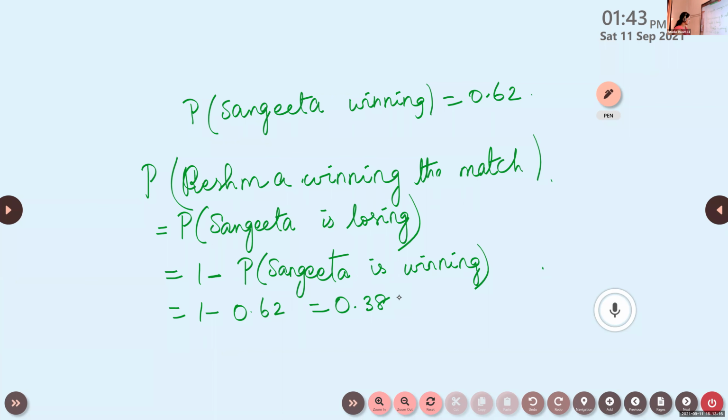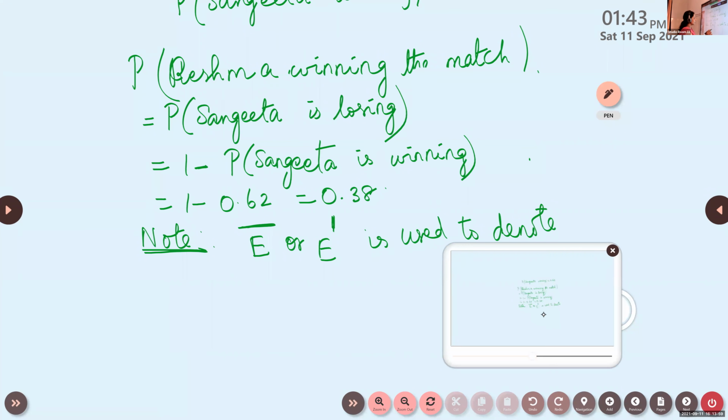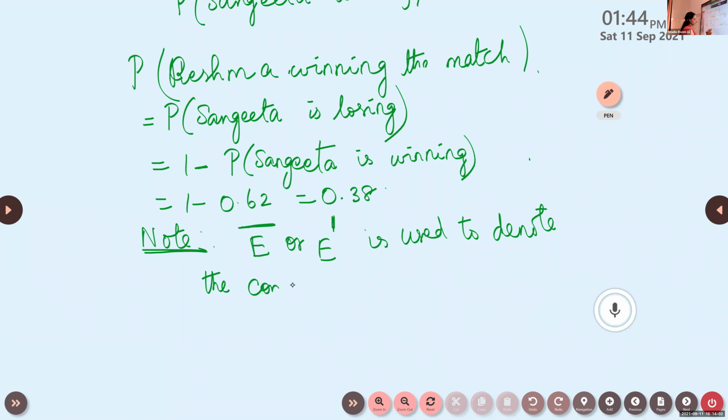So write this point as a note. Note down this notation, children. E bar or E dash, both are the same. In some books they use the notation E dash, in some books E bar. It is used to denote the complement of the event E.